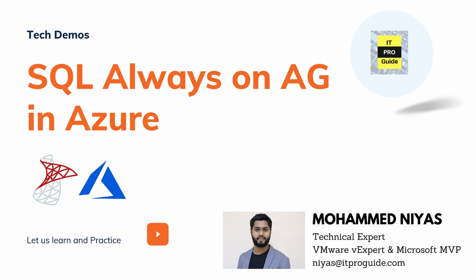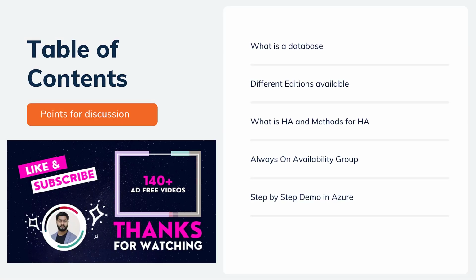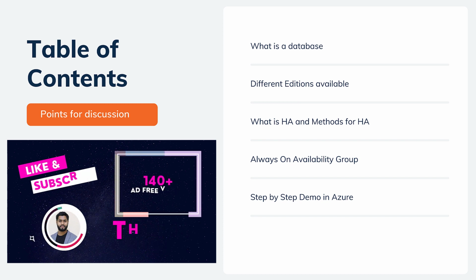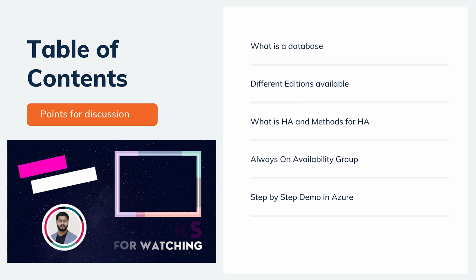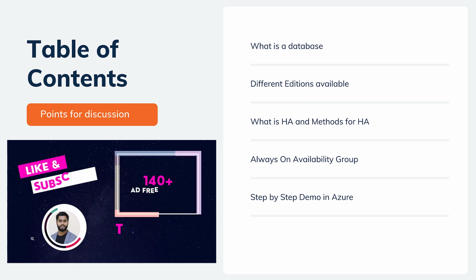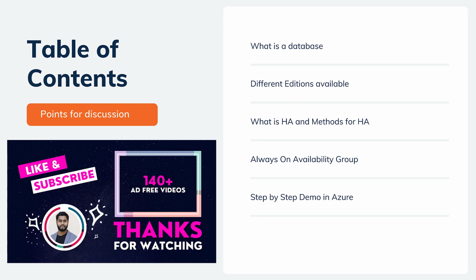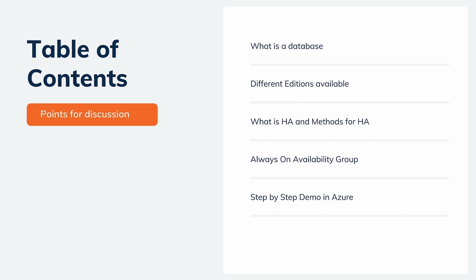The topics are prepared in a way to cover what is a database, what are the different editions available in Microsoft SQL database, what is high availability, and what are the different methods for high availability. Up to this, I explain very briefly about all these parts, and I would request you to read more from the Microsoft documentation for any further dive. Then we're going to enter into Always On Availability Group. That is the scope or focus of this video. Then we begin our demo from scratch.